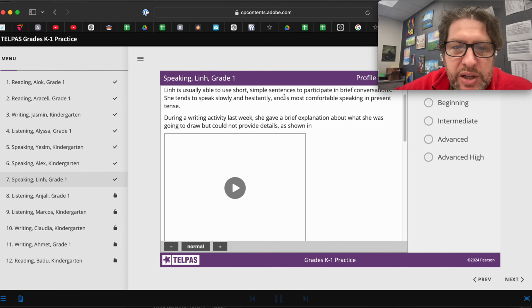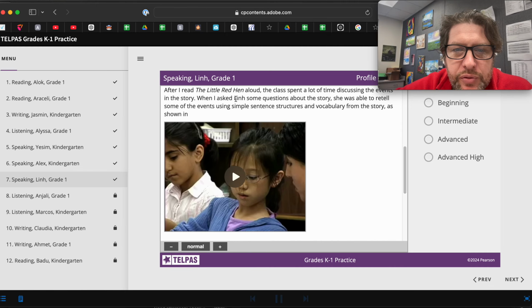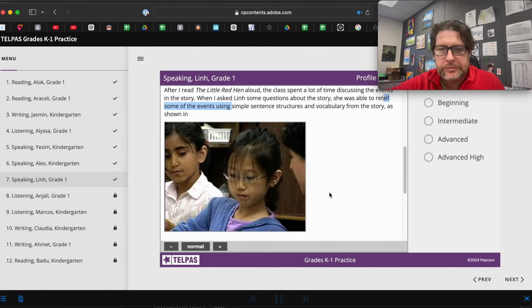Okay, so let's keep going. She gave a brief explanation about what she was going to draw, but could not provide details. Okay. After reading A Little Red Hen, the class spent a lot of time discussing the events in the story. When I asked Lynn some questions about the story, she was able to retell some of the events using simple sentence structures and vocabulary from the story. Let's listen. So what is this about?